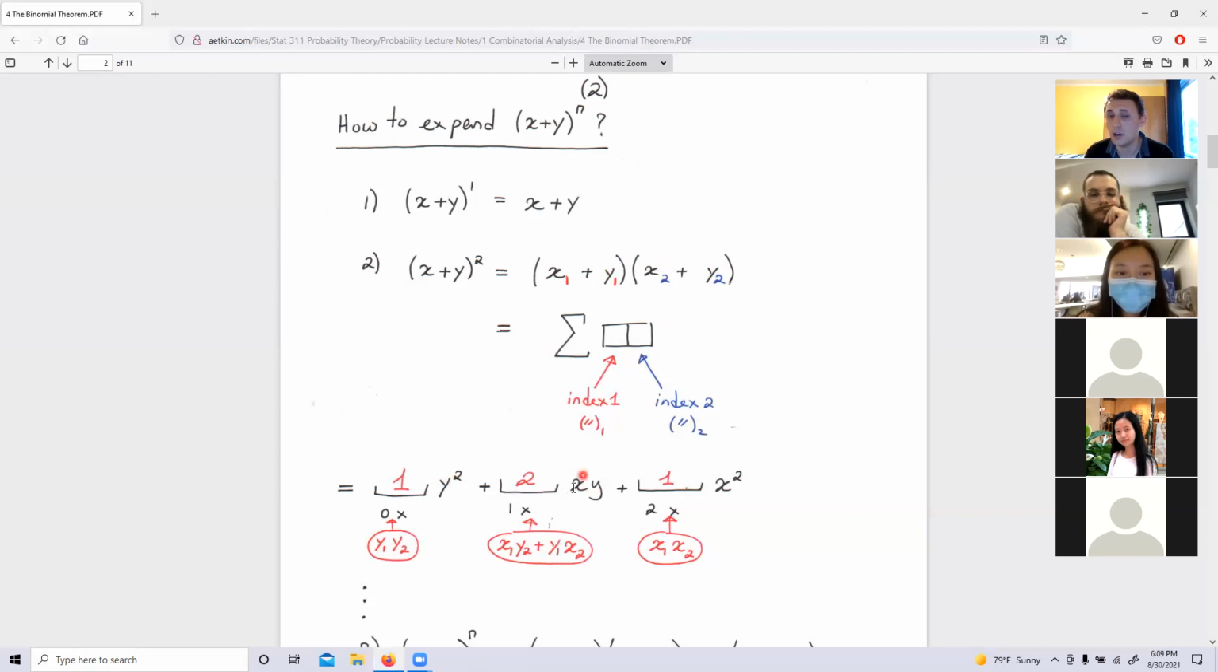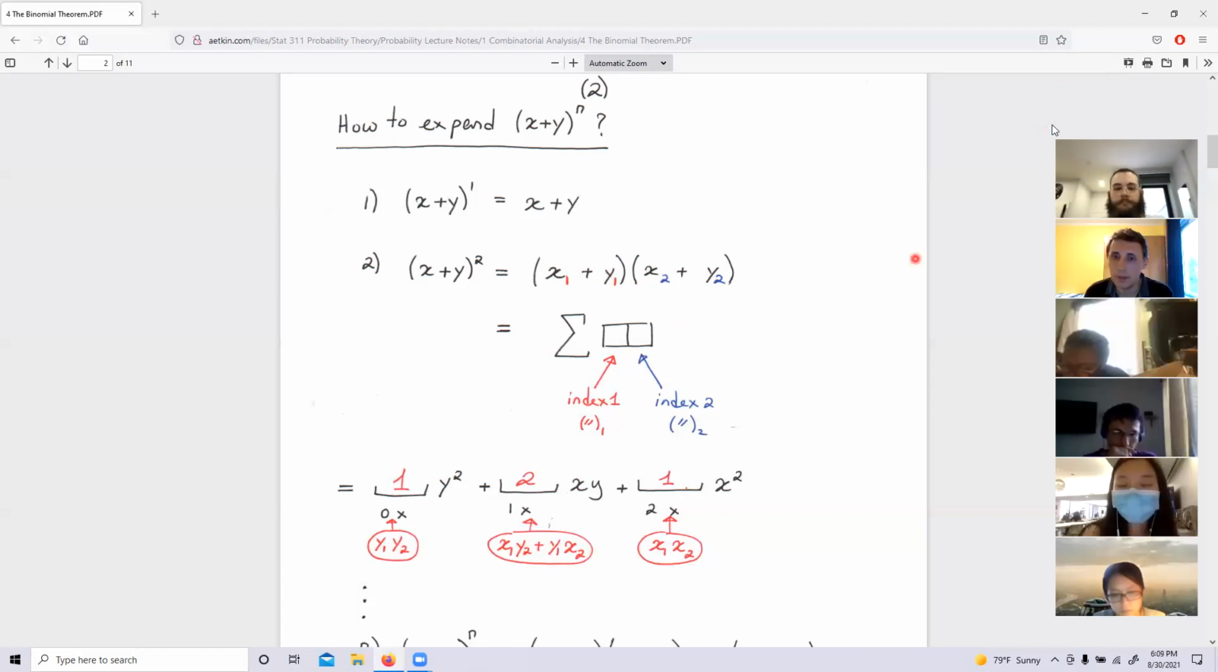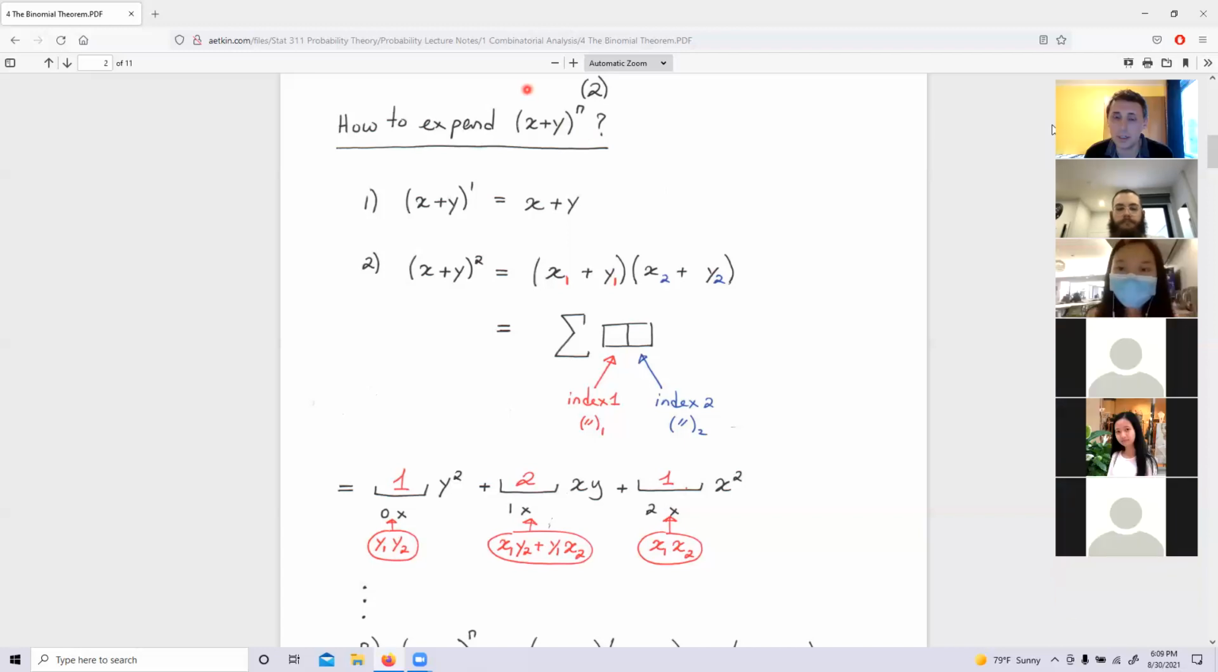Now, if I see the term xy, that means x appeared once. That means what must have happened? Either first parenthesis contributed the x or second parenthesis contributed the x. That's why we have 2 possibilities. Do you see that? It's either x1, y2 or y1, x2. Are you with me? That's why the number here is 2. And of course, if it's x squared, that means that first parenthesis contributed the first term and second parenthesis contributed its first term. Good.